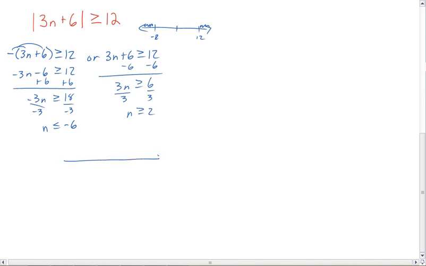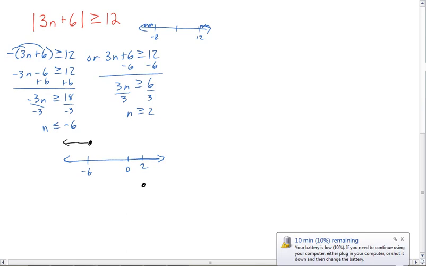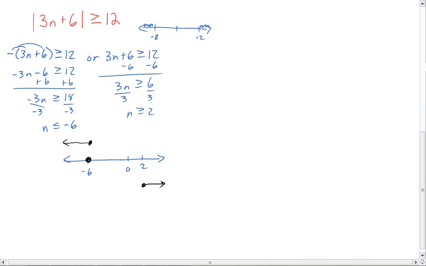We put that on our number line. We've got 2. We've got negative 6. Of course, 0 somewhere there in the middle. If I draw this one, it's going to be less than or equal to negative 6. If I draw this one, it's greater than or equal to 2. You put those together. This right here will represent everything where n is less than or equal to negative 6. This one right here will represent everything greater than or equal to 2. Remember, or means that we want to represent anything that works.